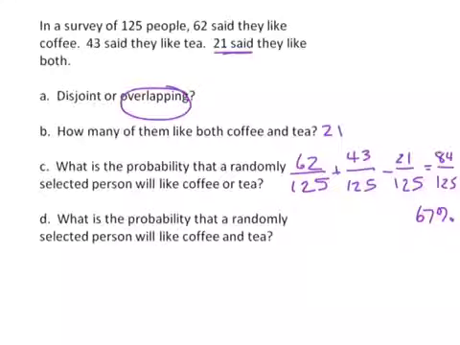What is the probability that a randomly selected person will like coffee and tea? Well, again, that means that they like both, which is simply 21 out of 125.